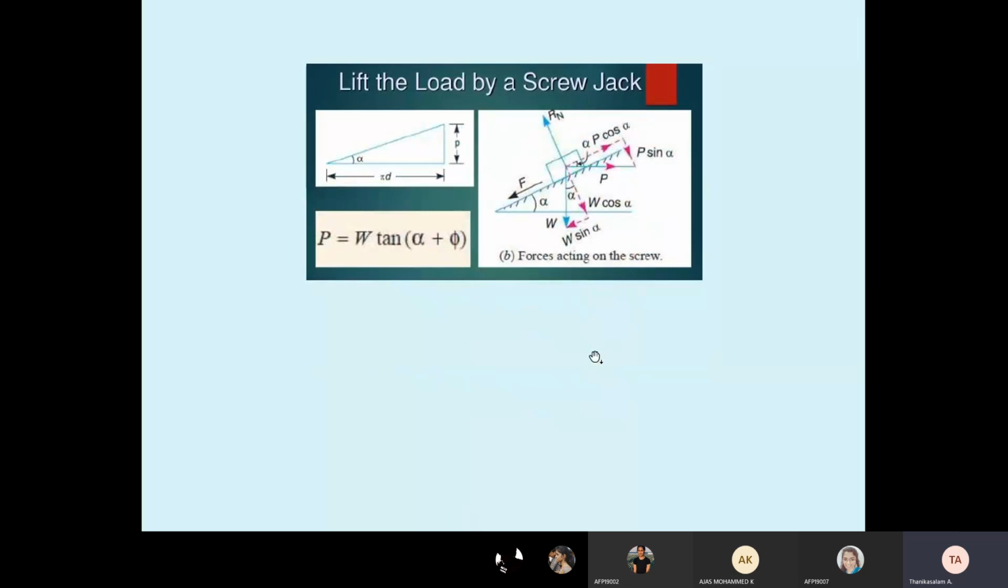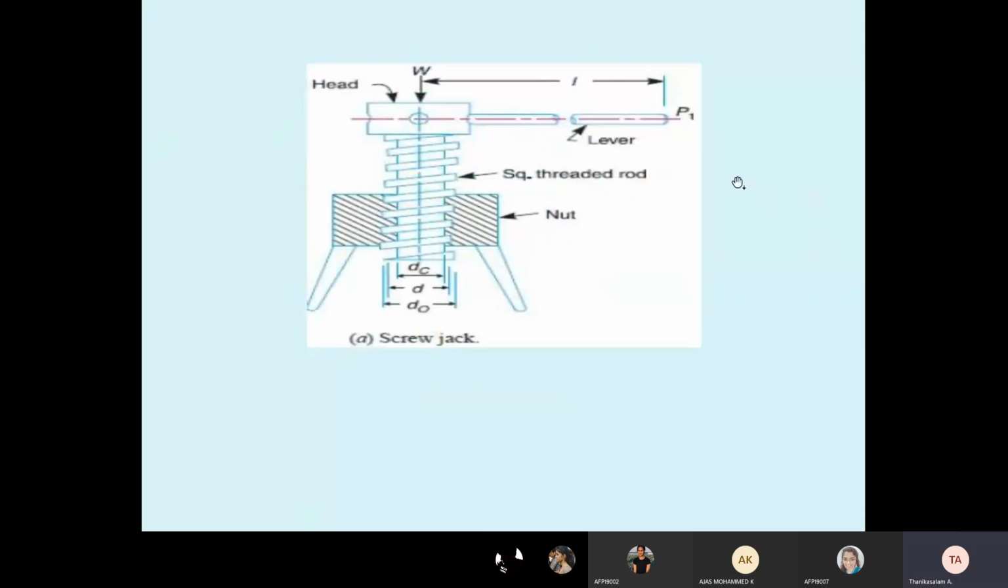The helix angle. See here, this diagram, the helix angle. W is the weight of the body. P is the force at the mean radius of the screw. We are applying force at the mean radius of the screw. Understand? Not the lever. In the diagram, I mentioned P1 here. That is the force applied at the end of the lever. What is P? Force applied at the mean radius of the screw.